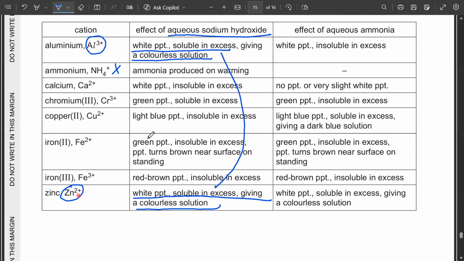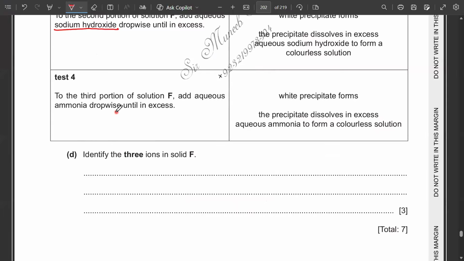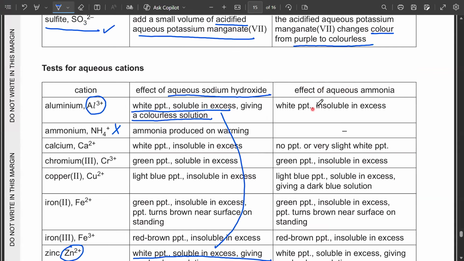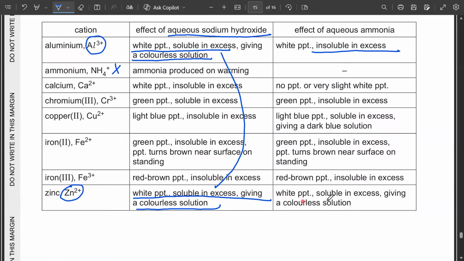Now comes a question. Test 4. To the third portion of solution F, add aqueous ammonia dropwise until in excess. A white precipitate forms, and the precipitate dissolves in excess aqueous ammonia to form a colorless solution. Now, with ammonia, we need to see the result with aqueous ammonia: aluminum gives a white precipitate, but it is insoluble in excess. And with zinc ion, a white precipitate which is soluble in excess.